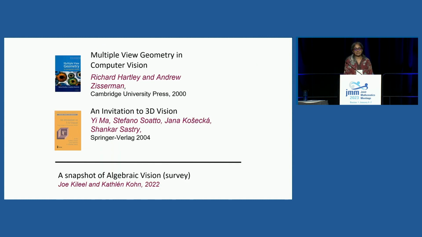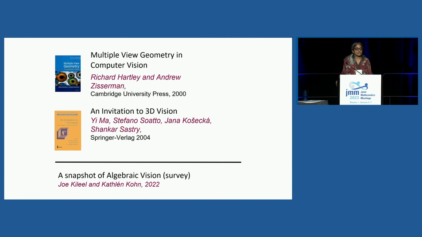Okay, so let me end with some references. I didn't really give a lot of references at all. The basic book to understand multiview geometry, which is the part of computer vision that I'm talking about, is this book of Hartley and Zisserman. It's freely available on the web.